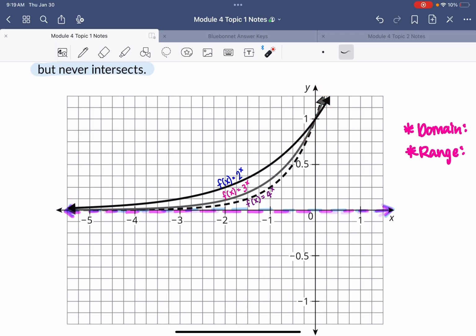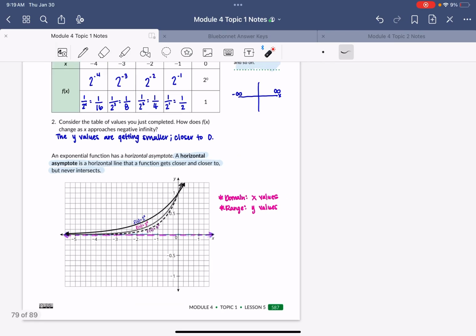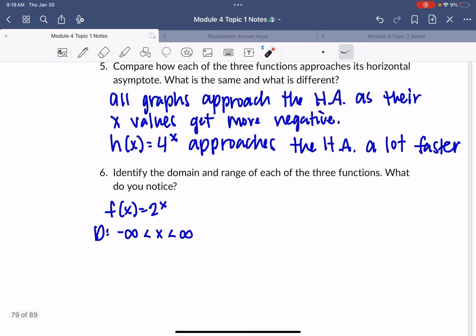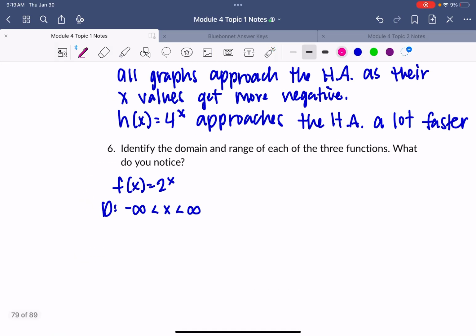And since we're here, let's look at 4 to the x, sorry. 4 to the x is this black dashed one. This one, same thing, has an arrow over here. So our domain is still negative infinity to positive infinity. Okay, so the domains are going to be the same for all of them. So g of x equals 3 to the x, our domain is the same. And then for h of x equals 4 to the x, our domain is the same.